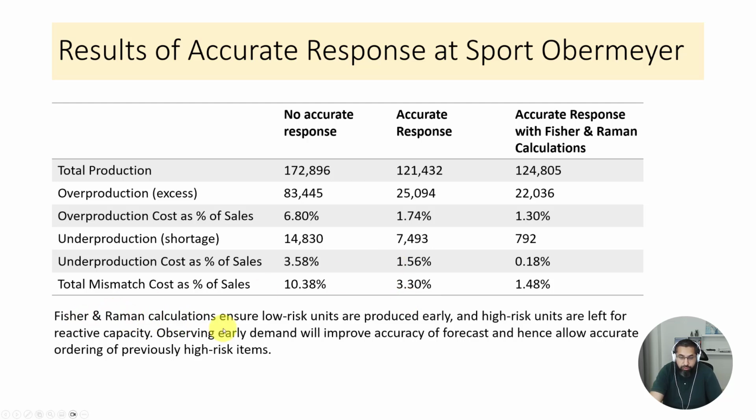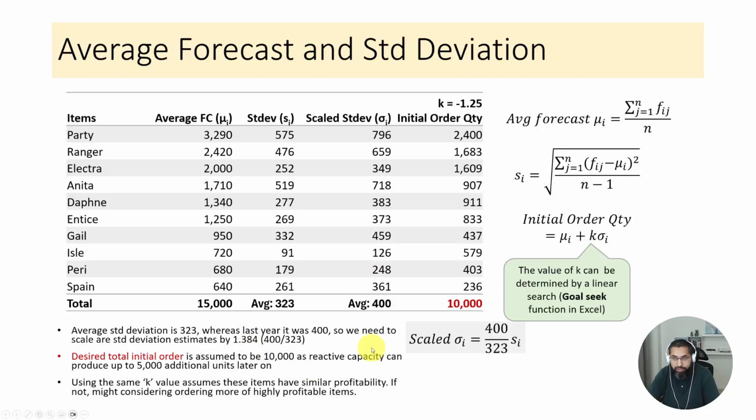So Fisher and Raman calculations ensure low-risk units are produced early, and high-risk units are left for reactive capacity. Because you use the disagreement of your different forecasting people to estimate a standard deviation. Then you scale that standard deviation based on historical data. That gives you a good estimate of risk. The key benefit of all of this is this scaled standard deviation column, because it's giving you a measure of risk. And then your ordering quantity is a function of this risk.